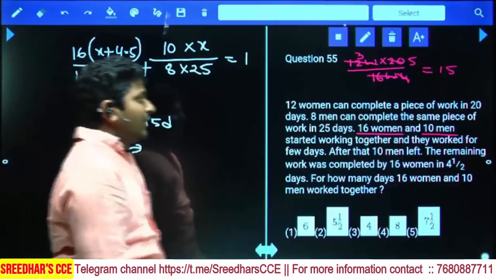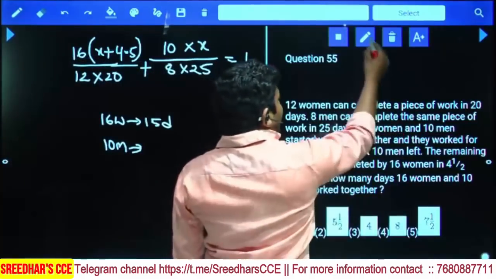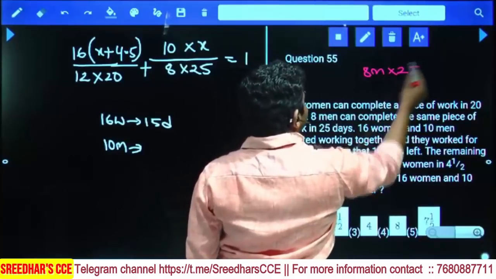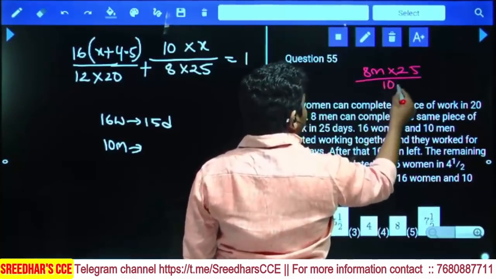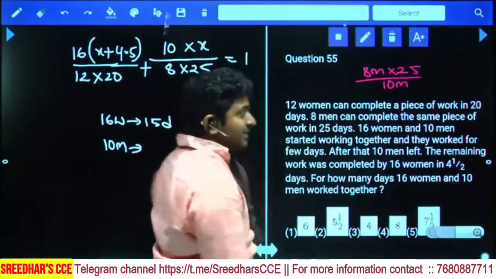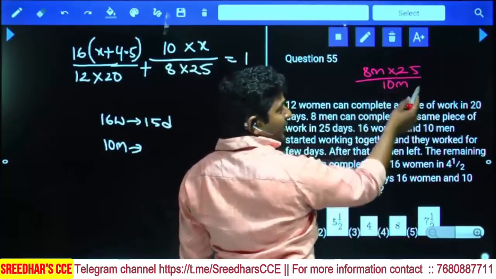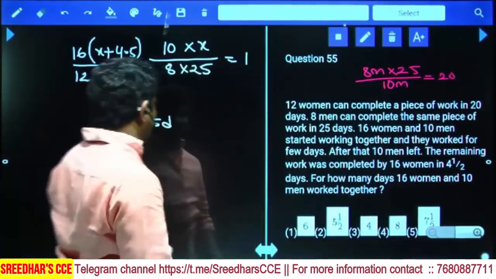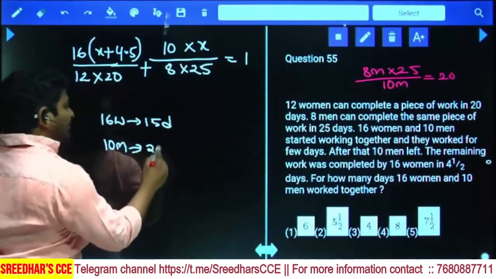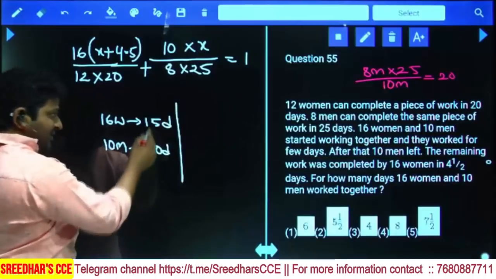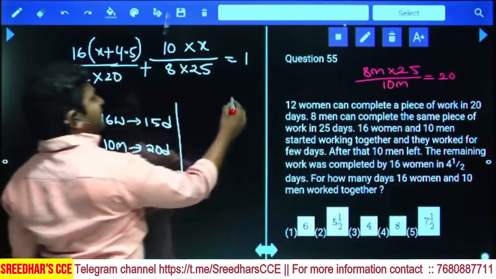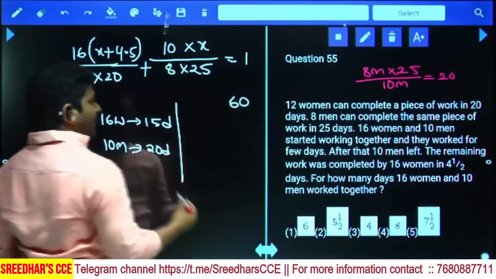And also we have 10 men. Okay, now regarding men, 8 men can do it in 25 days. The same can be done by 10 men in how many days? 8 into 25, 200, 200 by 10, that is equal to 20. So 10 men can do it in 20 days. Now, this is the only combination that we have in the question. Let's go for LCM, which is equal to 60.